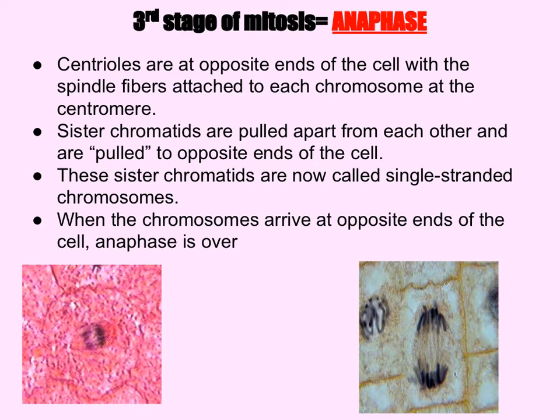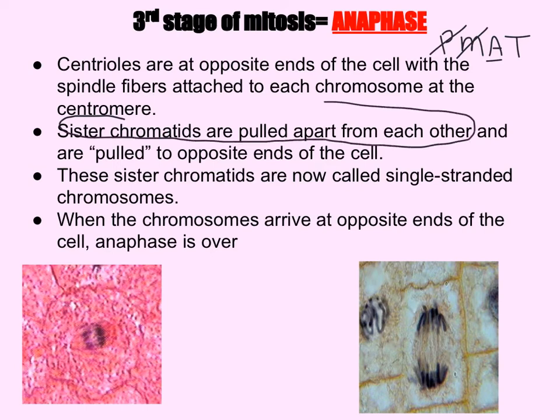Alright, so PMAT. We've done prophase, the P. We did metaphase, lined up in the middle, M. Now we're on the A, or anaphase. This is when the sister chromatids are being pulled away or apart from each other.